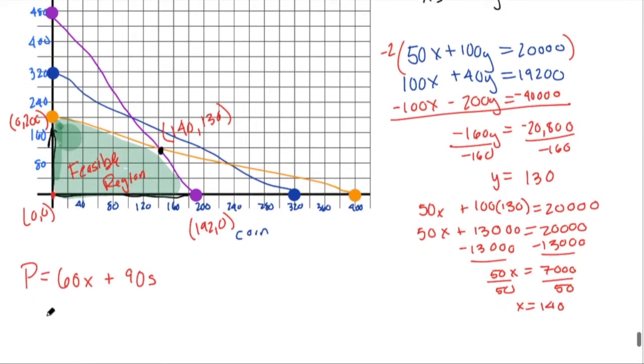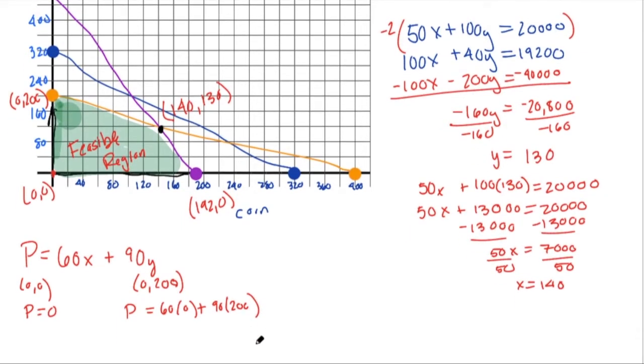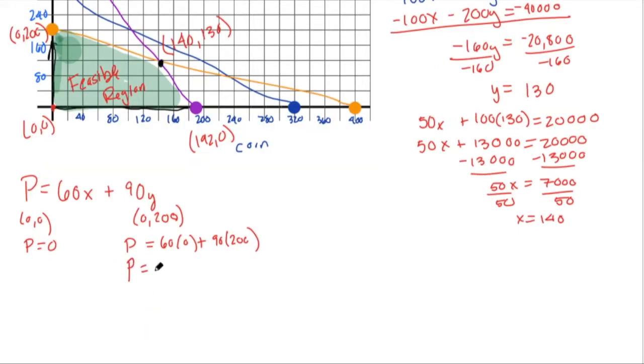All right, well, if we use the point (0, 0), hopefully it's pretty obvious that the profit is equal to 0. If we use the point (0, 200), well, P is equal to 60 times 0 plus, I'm sorry, I keep going back and forth between x's and y's and s's and c's, and I apologize. That's 90y there, and 90 times 200. Okay, well, 90 times 200 is going to be 18,000. So that's a potential profit, but let's keep trying our other ones.